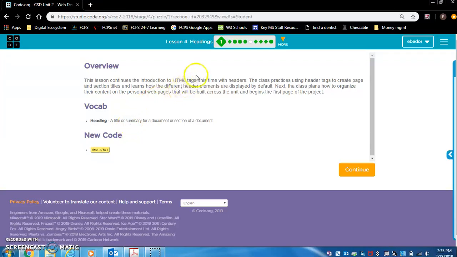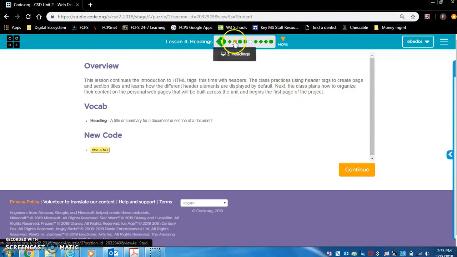Okay, let's take a look at Unit 2, Lesson 4. So, the entire idea behind this lesson is getting used to using heading tags. Okay, so what is a heading? A title or summary for a document or section of a document. So, let's take a look at the exercises.